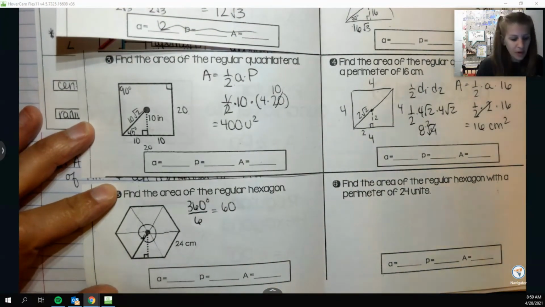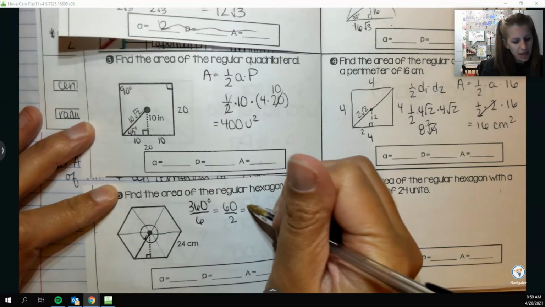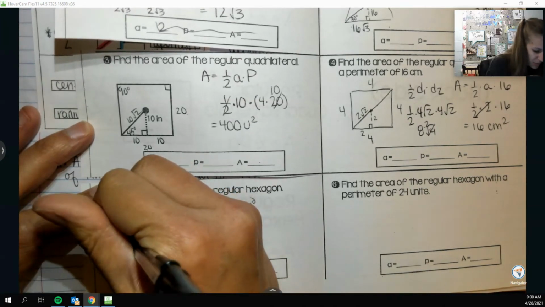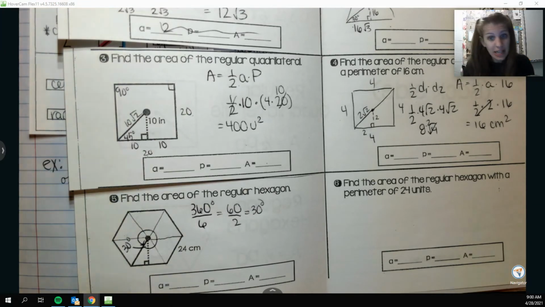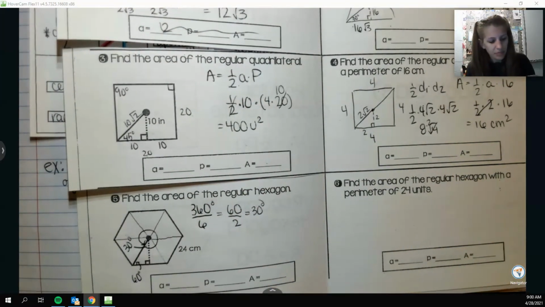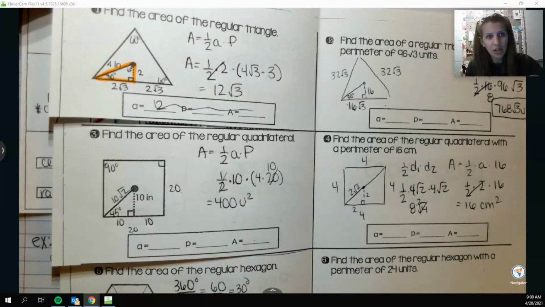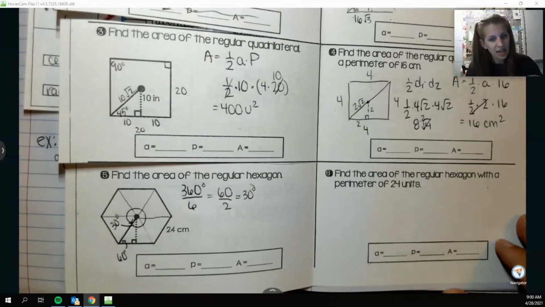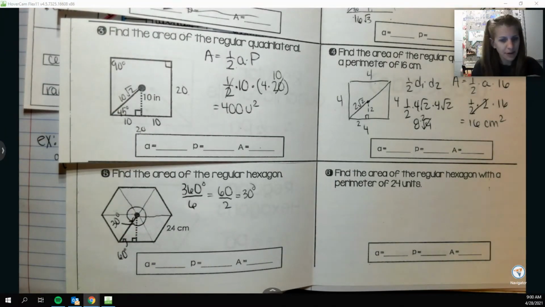But then I drop my apothem down, which splits it in half again. And so this top angle right here is 30 degrees, which tells me, again, I'm in a 30, 60, 90 triangle. This one is 60. It's just facing the other direction. Like the triangle had a 30, 60, 90, but the 30 was in the bottom corner. With a hexagon, it's a 30, 60, 90, but the 30 is in the top. So it is a little different.